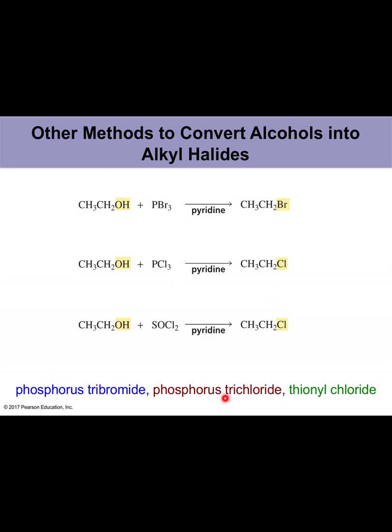Phosphorus tribromide, phosphorus trichloride, and thionyl chloride. So these are the names of these compounds. And these are some other methods where we can convert alcohols to alkyl halides.